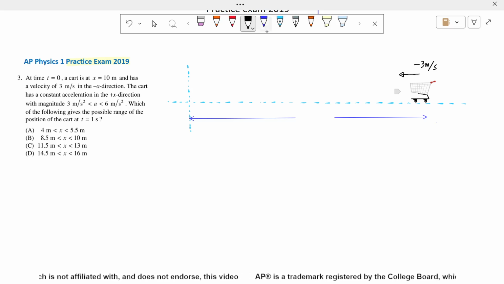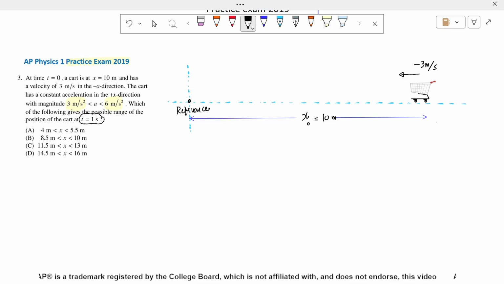The acceleration for this car has a minimum and a maximum value, 3 and 6. It means that it can have an acceleration of any value in between them, but the acceleration is constant. So we have to find the instantaneous displacement at 1 second, basically the range of the displacement. This is the reference point from where we are measuring its position, and this is the initial position, which is 10 meters, which means the initial position is positive.